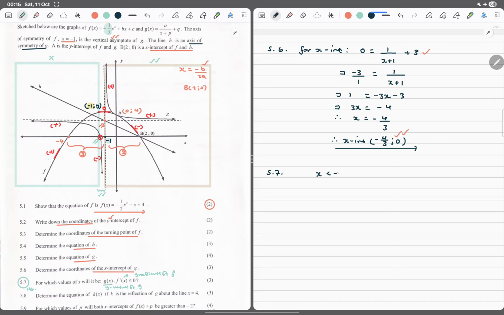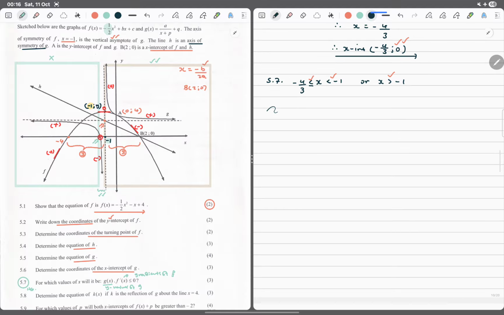So x must be less than -1, but greater than essentially the x-intercept. So this is like that. But now let's think about it. Is it excluded? No, it is included because 0 is included. Or x can be greater than -1 and all the way. Okay guys, so this is easy. We get our 2 marks and our extra mark there.